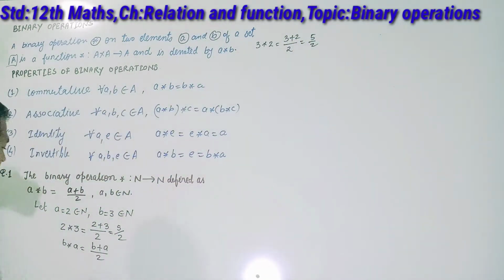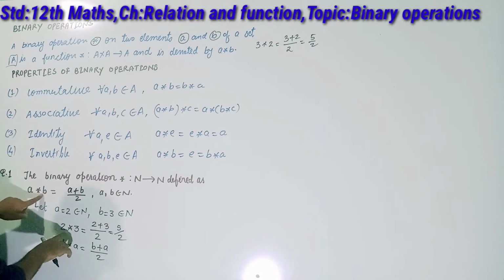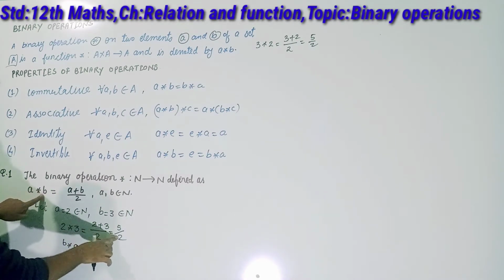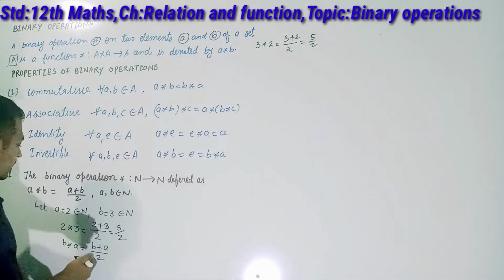So students, here you can see that A star B is equal to 5 by 2 and B star A is equal to 5 by 2. So here we can write what?